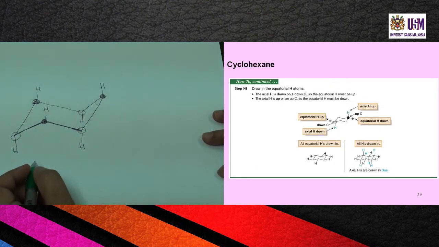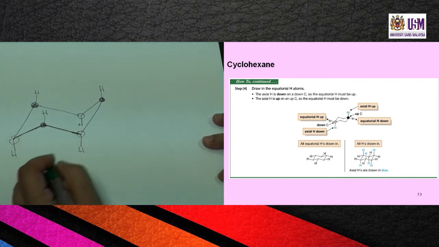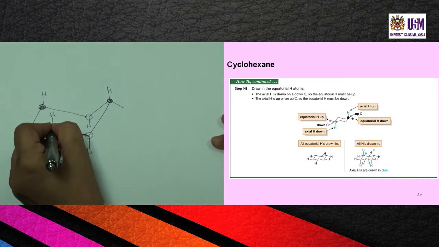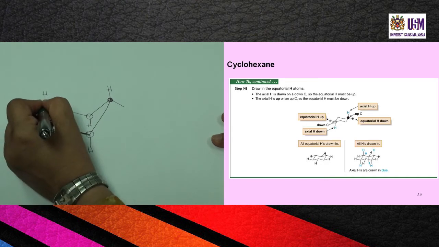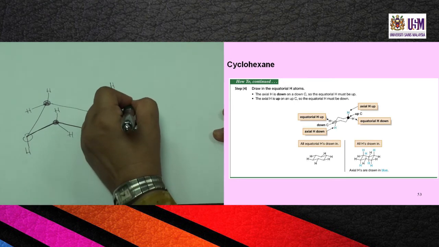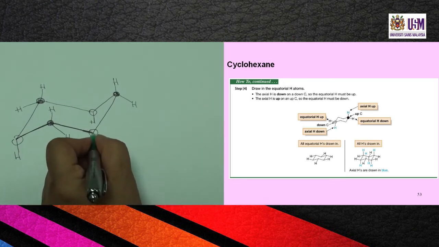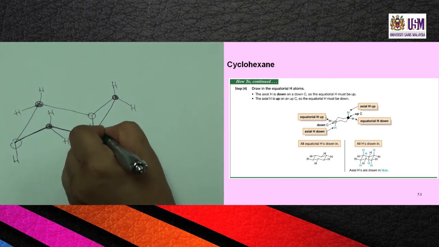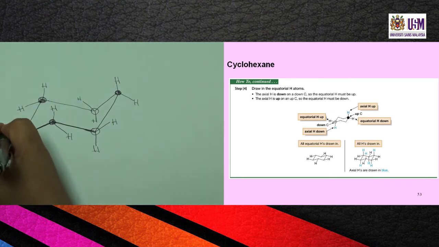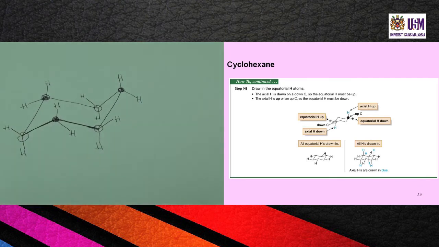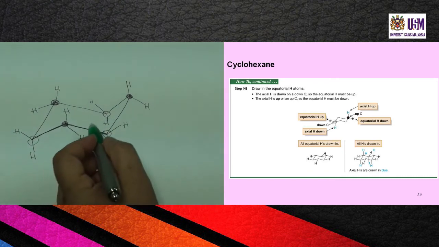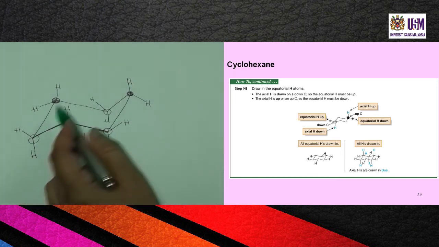We now draw in all the equatorial hydrogens. When the axial is pointing up, the equatorial points down. These are the equatorial hydrogens pointing down. And when the axial hydrogens are pointing down, the equatorial will be pointing up. 1, 2, 3 hydrogens pointing up. So you can see now all the hydrogens are in.